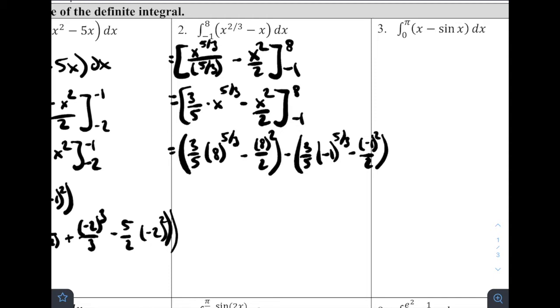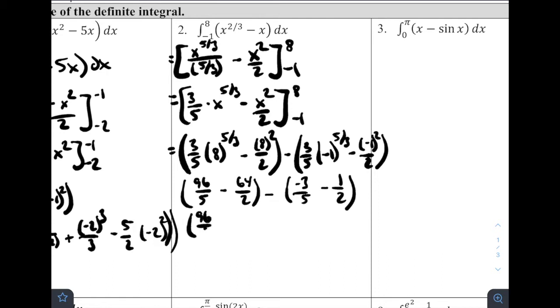96 over 5 minus 64 over 2 minus negative 3 over 5 minus a half. And then we want to find a common denominator if we can. We've got 96 over 5 minus 32 minus, we want to have some 10s here, so negative 6 over 10 minus 5 over 10.